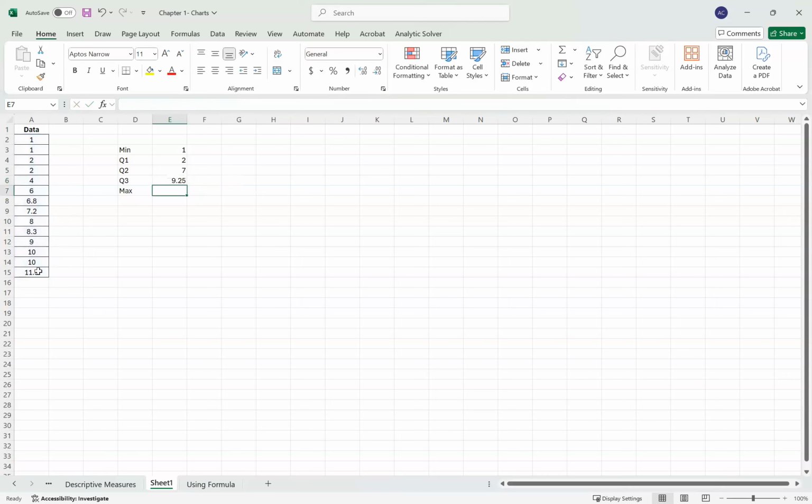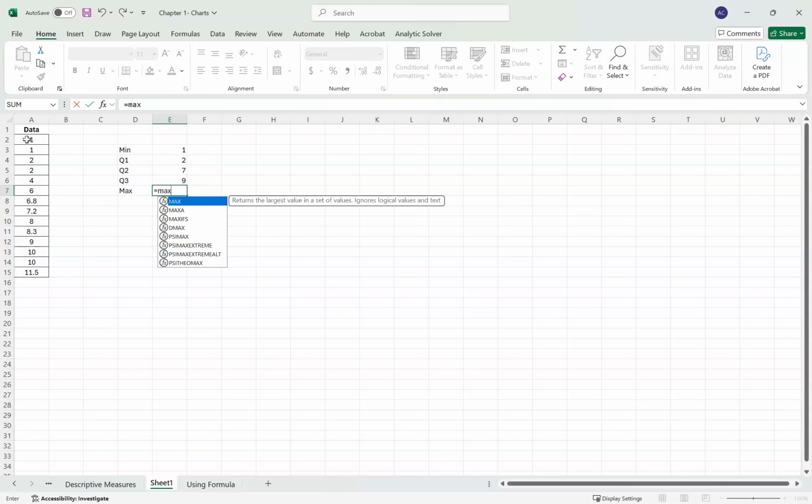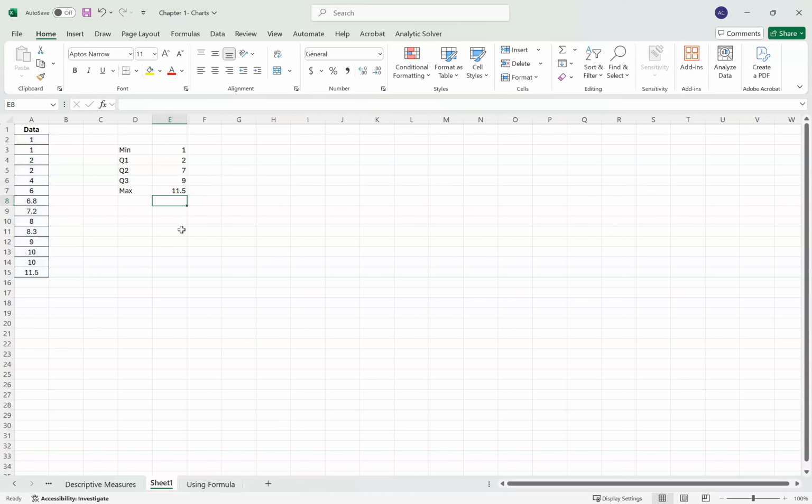So this is the third quartile. Because it is numbers, we can reduce it to the numbers. So we will get the number exactly: equal to max, and then open bracket, select the whole array and close bracket. So press enter. So we have the maximum value as well. So these are the 5 quartiles, the 5-number summary.